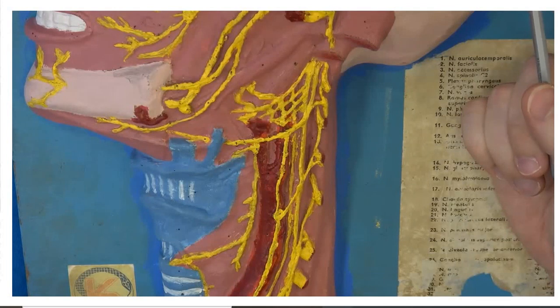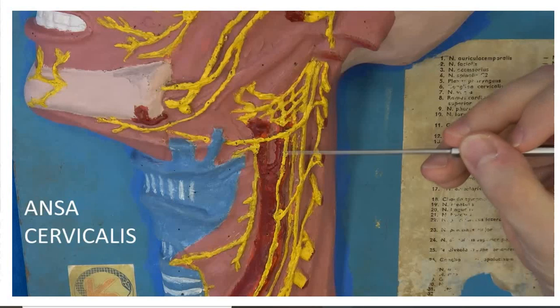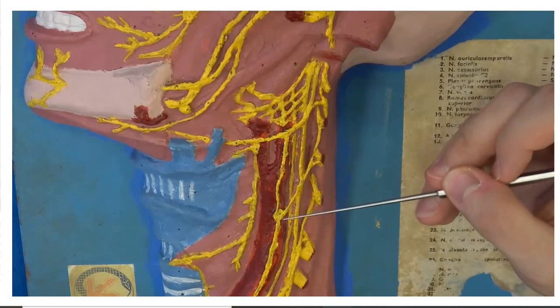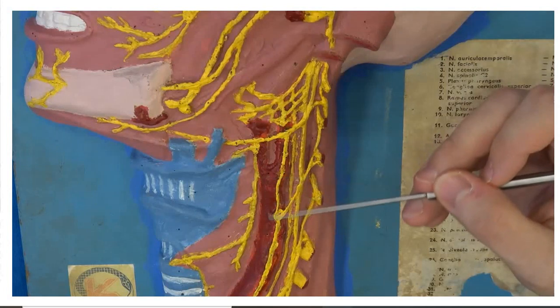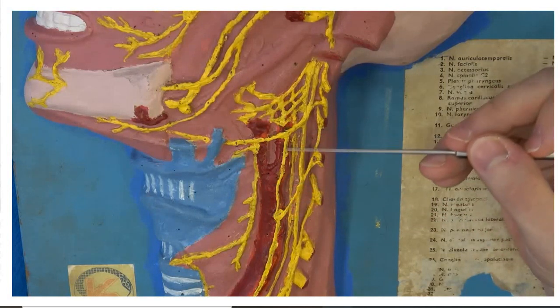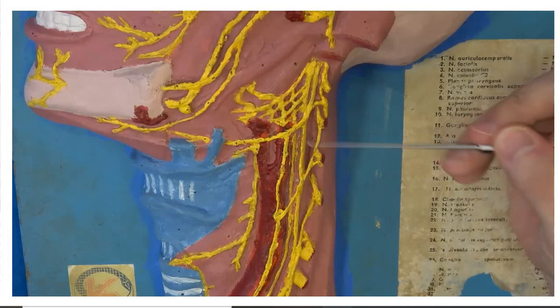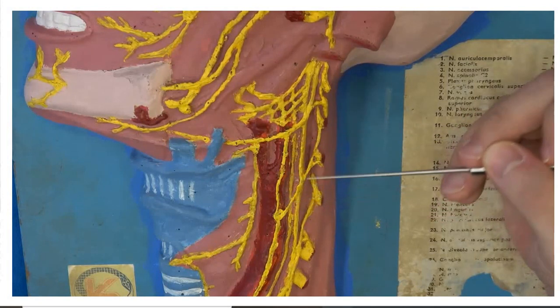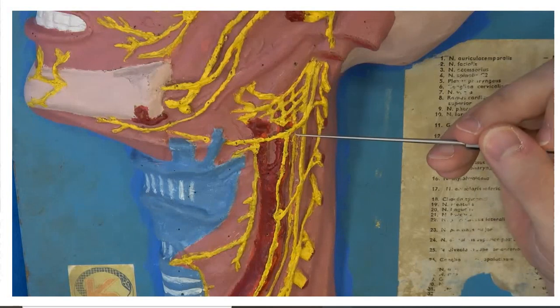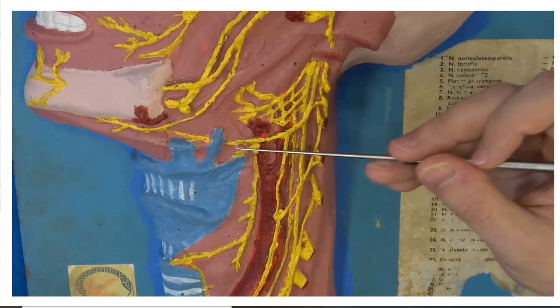Another muscular branch of cervical plexus is known as ansa cervicalis. It forms a loop located on anterior surface of carotid arteries. It is created by superior root of ansa cervicalis and inferior root of ansa cervicalis. Superior root at its very beginning runs together with hypoglossal nerve.